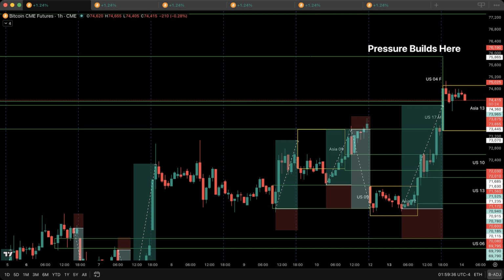Now price is here. At the top. Inside compression. Under pressure. Now the decision comes. If price holds here, it expands again. If it fails here, it drops fast. Same move. Same structure. Same trap.